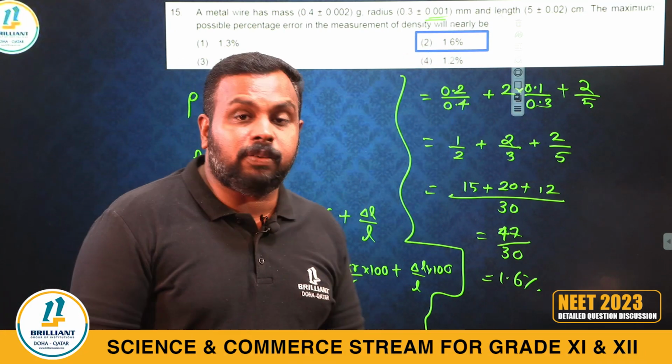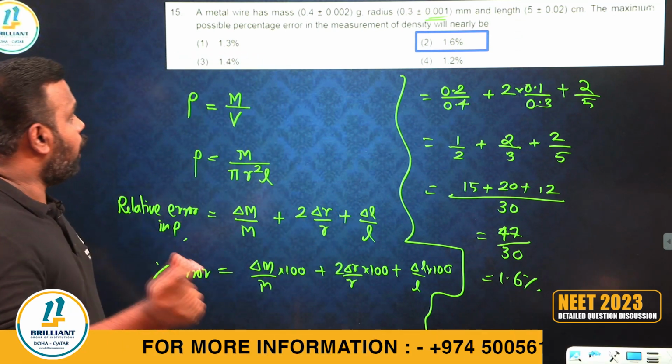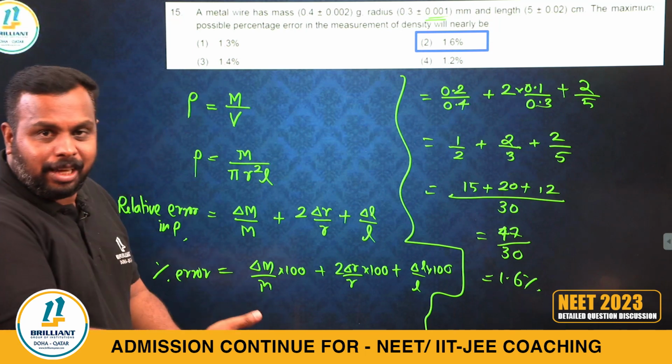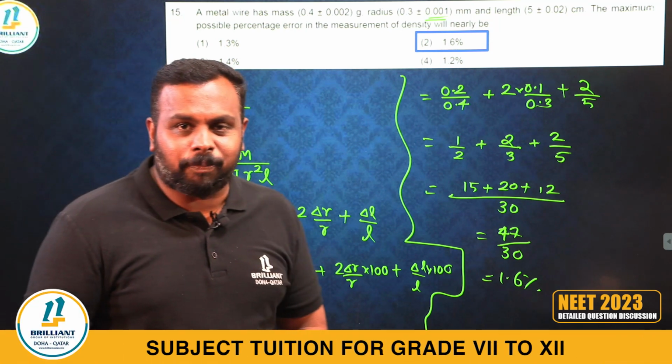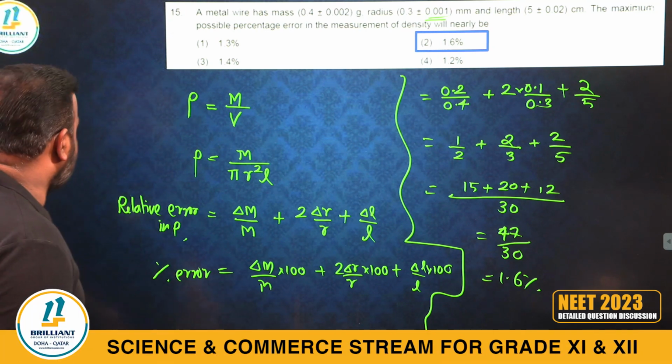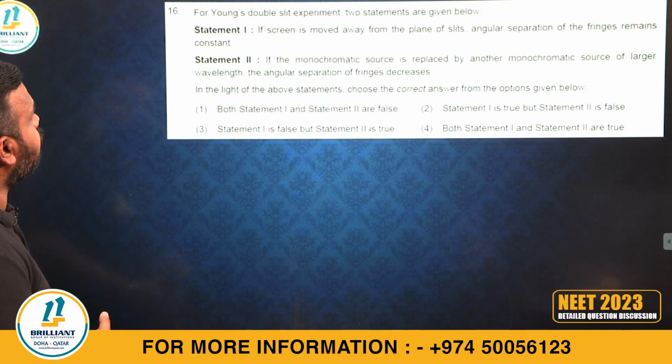1.6%. Okay, 47 by 30. Yeah. Now, is it clear? So, it is one of the lengthy calculation based questions. Okay, right. But easy question only, but the calculation is a bit lengthy. I'm going to the next question, number 16.